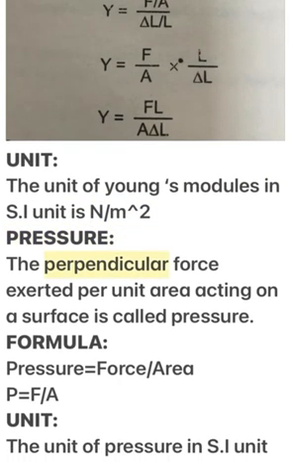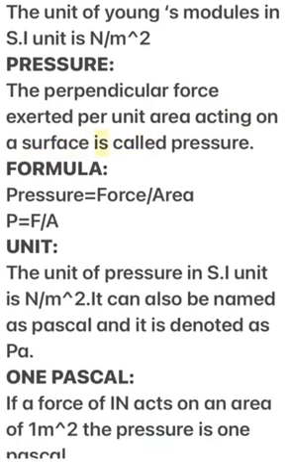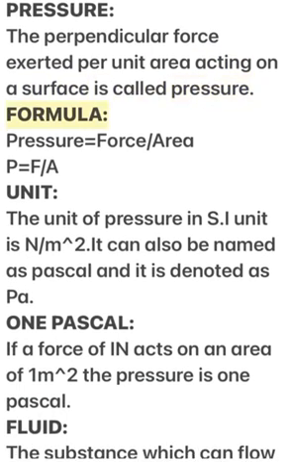Pressure. The perpendicular force exerted per unit area acting on a surface is called pressure. Formula: pressure equals force over area, P equals F/A. Unit: the unit of pressure in SI is N/m². It can also be named Pascal and is denoted as Pa. 1 Pascal: if a force of 1 N acts on an area of 1 m², the pressure is 1 Pascal.